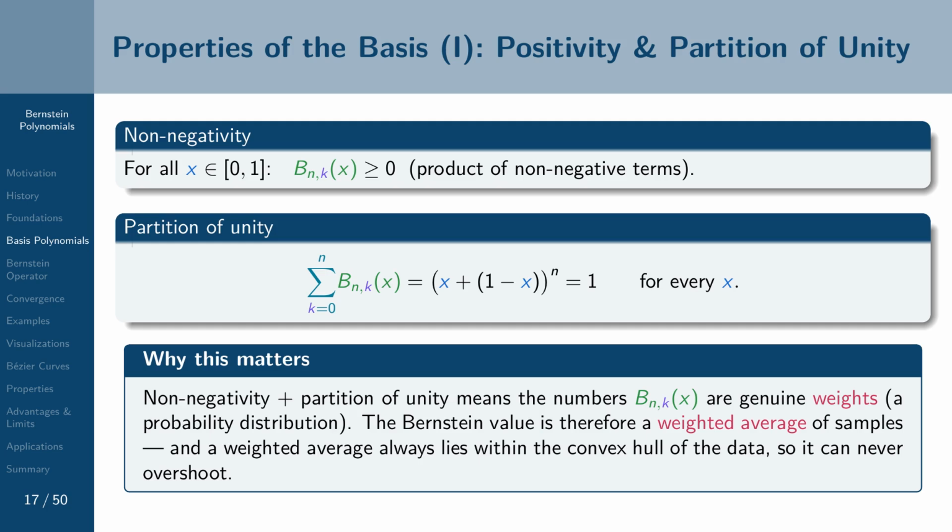Two properties make the basis special. First, non-negativity. Each basis polynomial is a product of non-negative factors, so it is at least 0 on the interval. Second, partition of unity. They sum to exactly 1 at every point by the binomial theorem. Together, these say that the values b sub n comma k of x are genuine weights, a probability distribution. So any Bernstein combination is a weighted average of the data, and a weighted average can never overshoot the data. That single observation is the source of all the good behavior we will see.